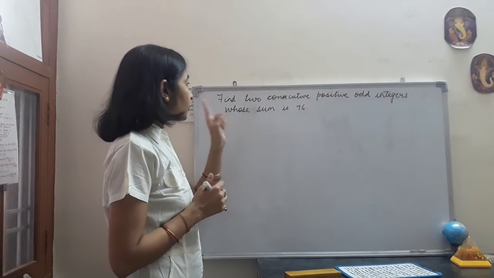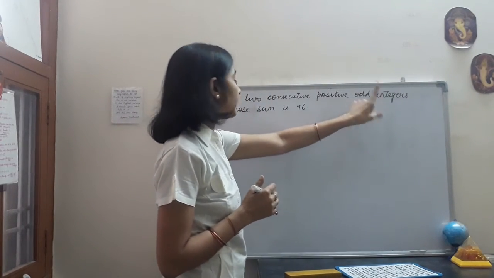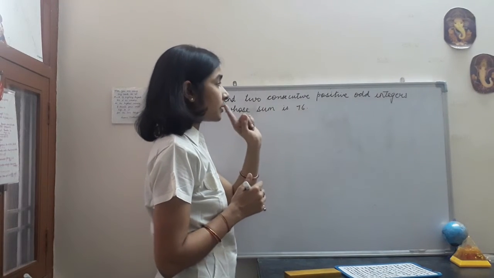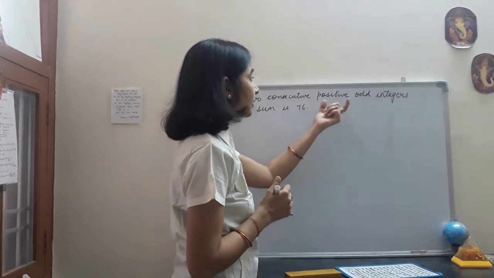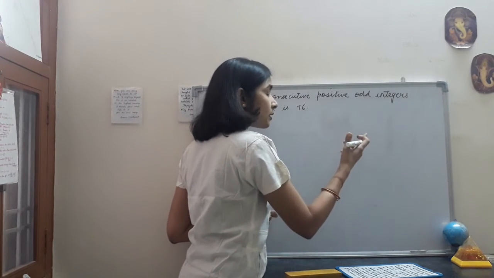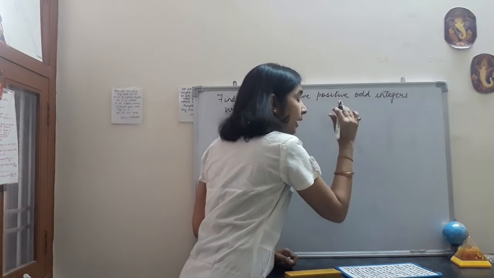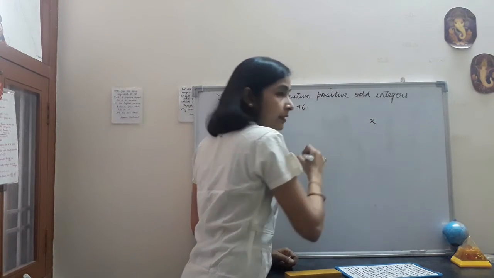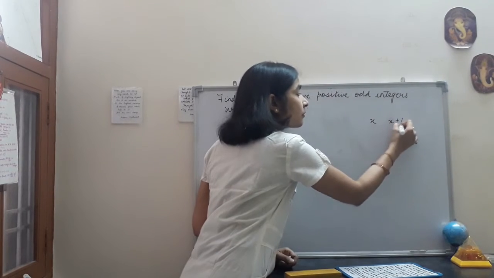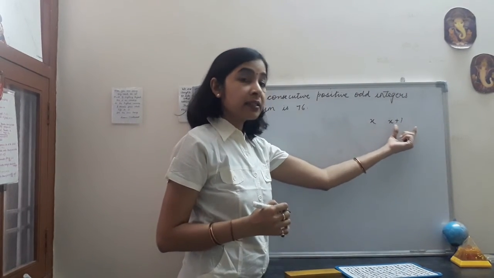Now the next question is find two consecutive positive odd integers whose sum is 76. Now here the students get confused that when it is odd integers, they think they are supposed to add one. Now when we are finding the consecutive integers, if we take the first as x, then the second will be x plus 1. So two consecutive numbers are x and x plus 1.